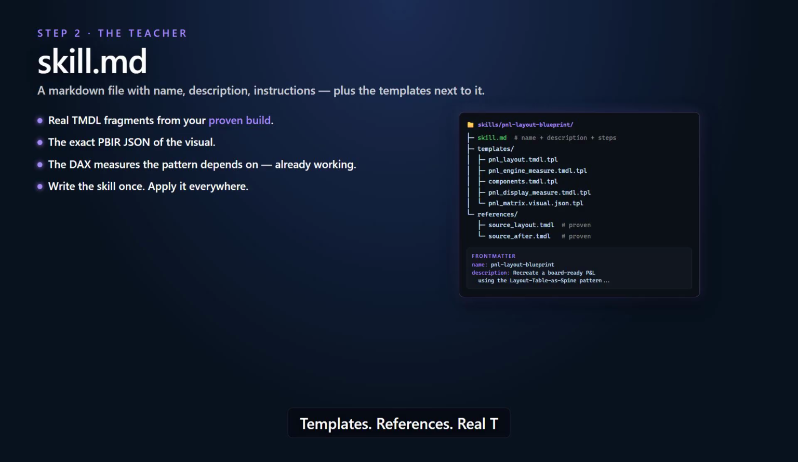Templates, references, real TMDL fragments from your proven build, the exact PBIR JSON of the visual. The DAX measures the pattern depends on. You write the skill once against a pattern you've already built well. After that, anywhere you point Claude Code at a PBIP, it can use that skill to recreate the pattern.